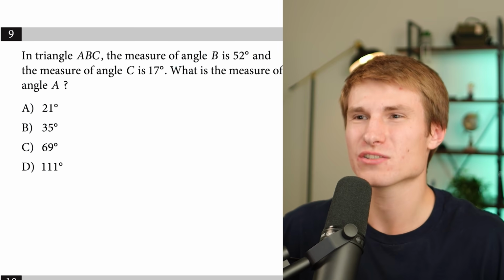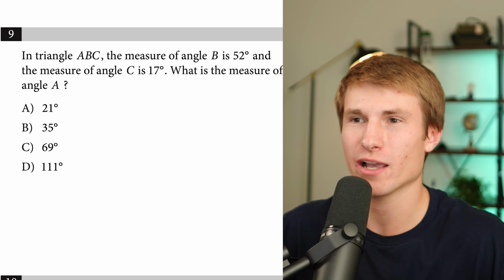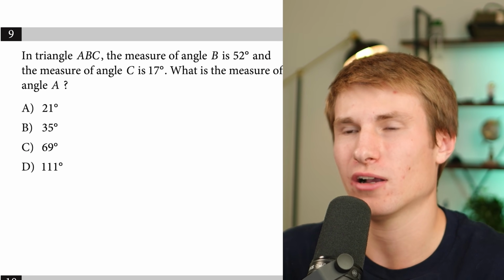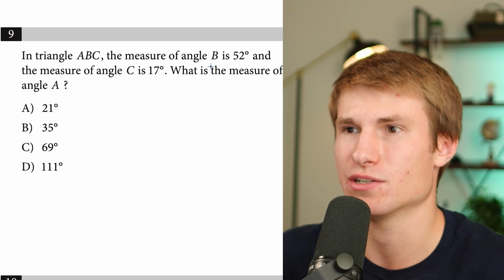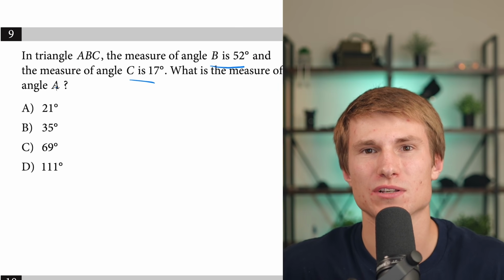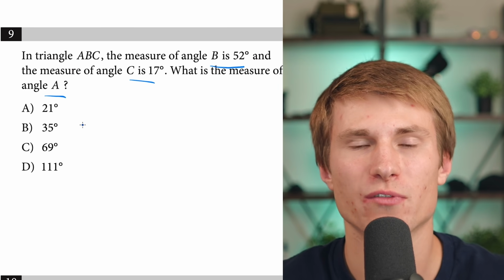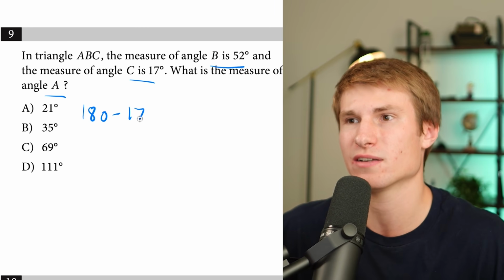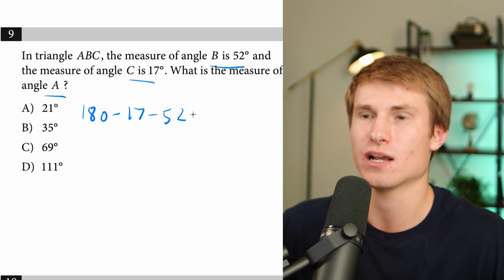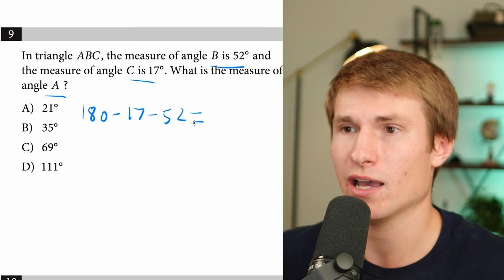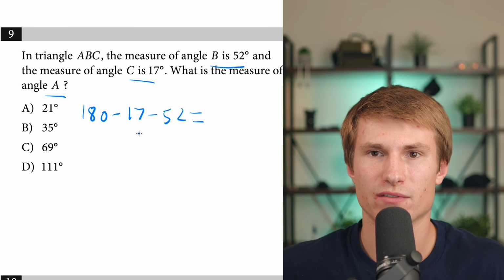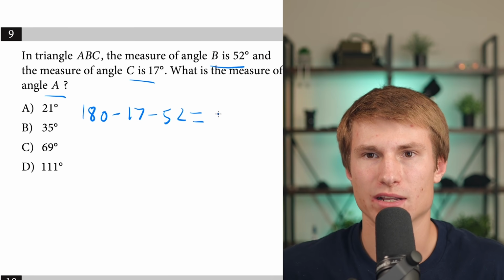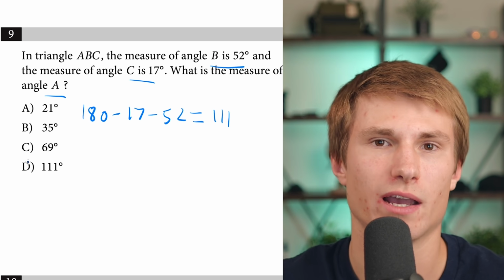Here's how to quickly solve this question about finding angle measures in a triangle on the SAT. Question 9 states in triangle ABC, the measure of angle B is 52, the measure of angle C is 17. What is the measure of angle A? Well, we know that the sum of all the angles in a triangle must add to 180. So all we have to do here is do 180 degrees minus 17 degrees minus 52 degrees, and that'll give us the value of angle A. And 52 plus 17 is going to give us 69. 180 minus 69 will give us 111. So our answer there would be answer choice D.